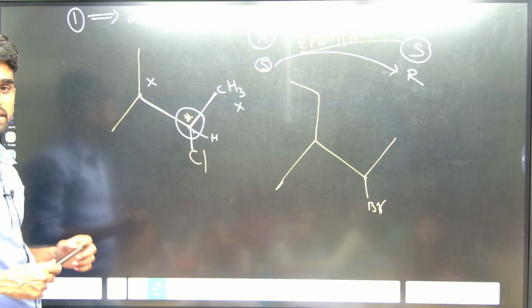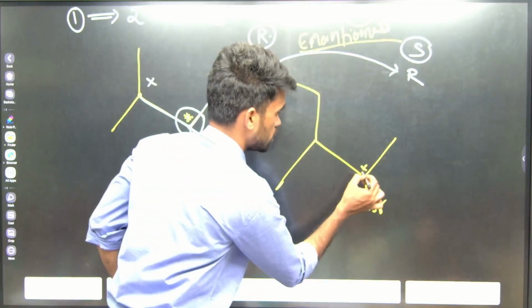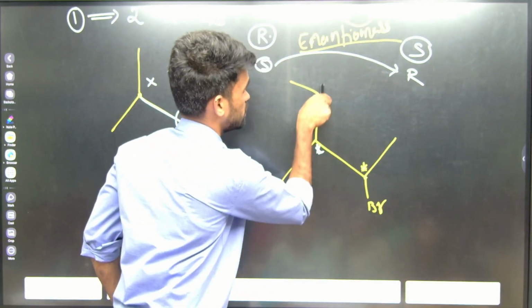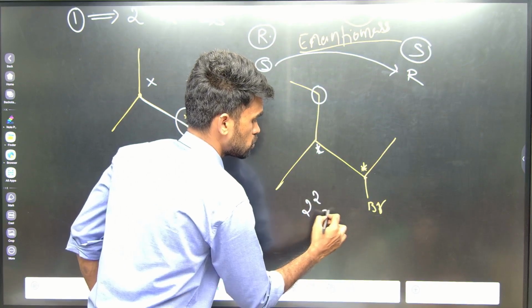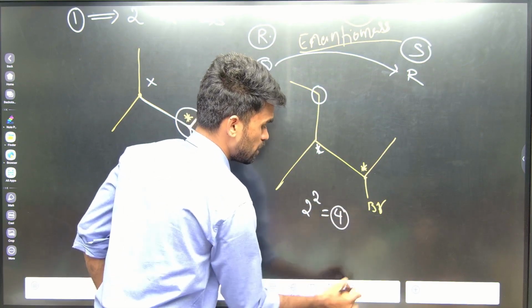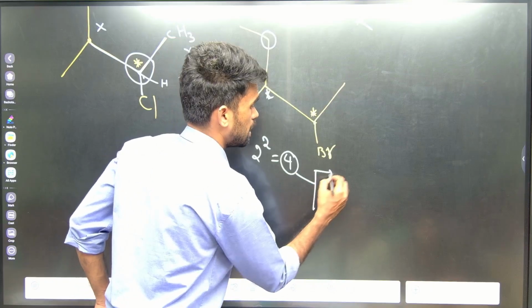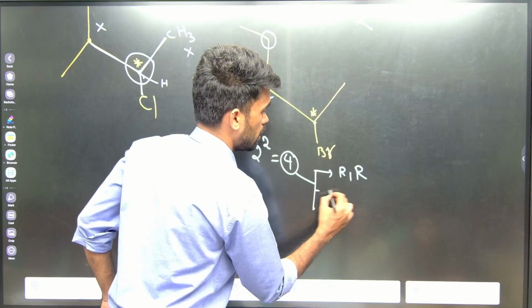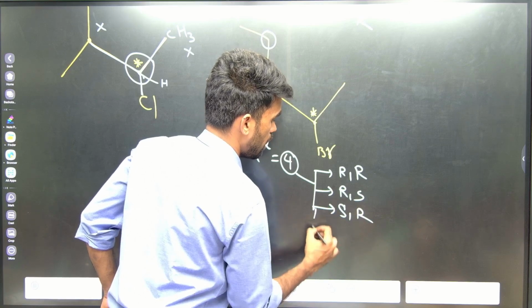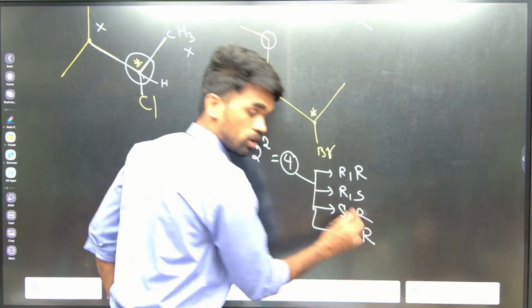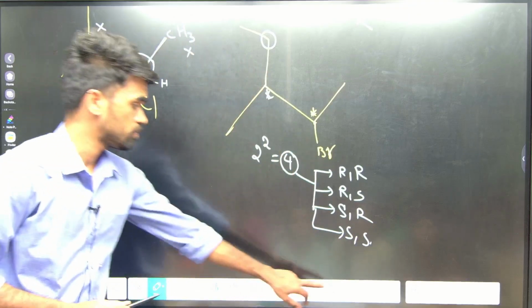How many chiral centers are there? 2. What are those? This one. This one. What about this? No. So 2 power 2. So 4. So what are the 4? If I ask, what is your answer? What are the 4 isomers you should say? Like it can be R comma R, it can be R comma S, or it can be S comma R, or S comma S. Got the concept now? Okay, like this.